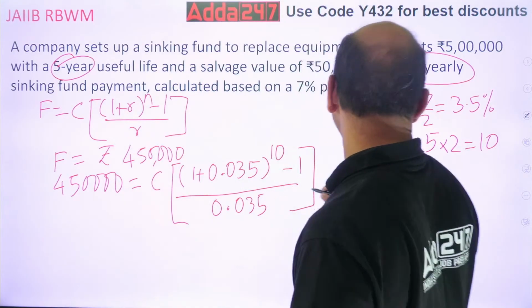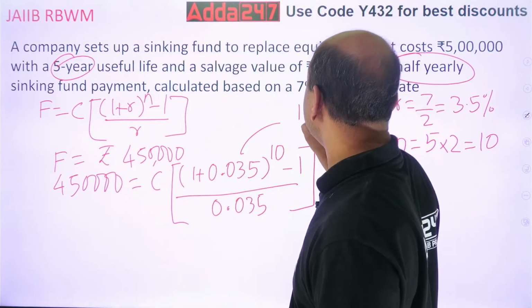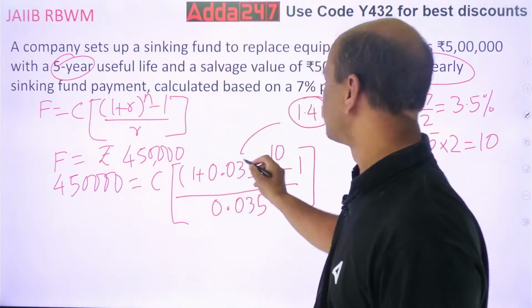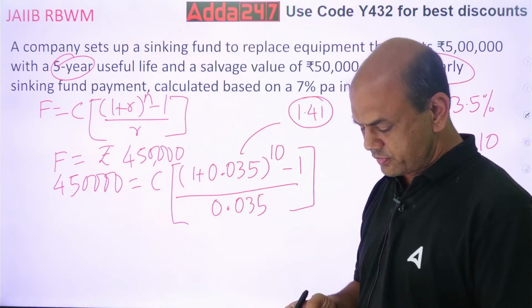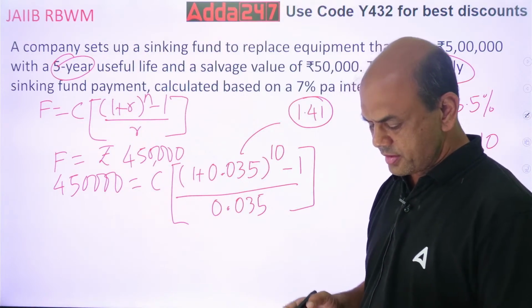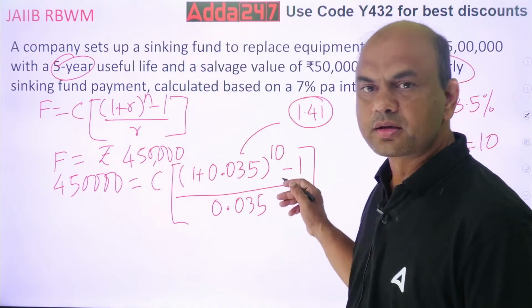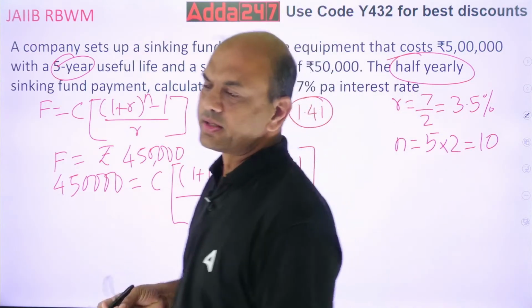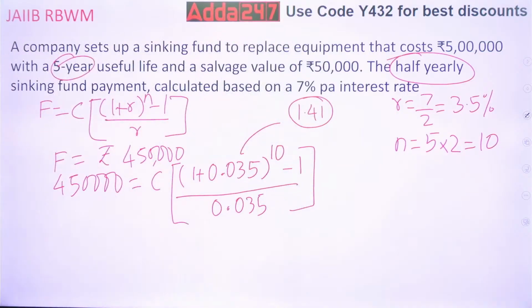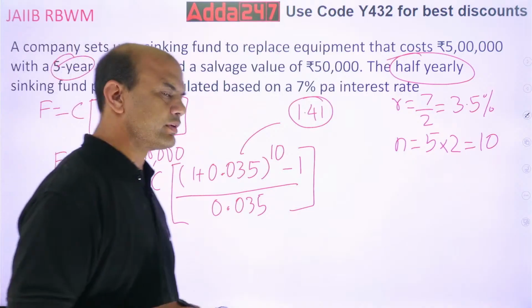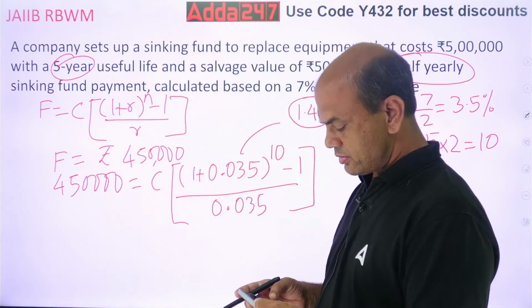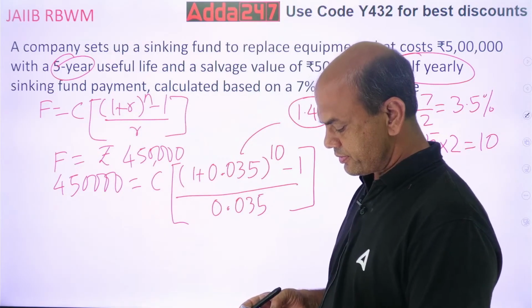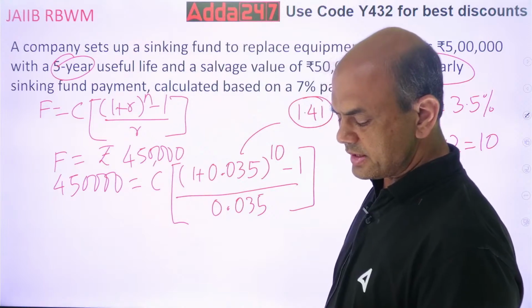So this answer, I'll write it here, 1.41. This is your answer. Now solve this. 1.41 minus 1 becomes 0.41. Correct? This 0.41 you divide by 0.035 now. What are you getting? You are getting 11.731.